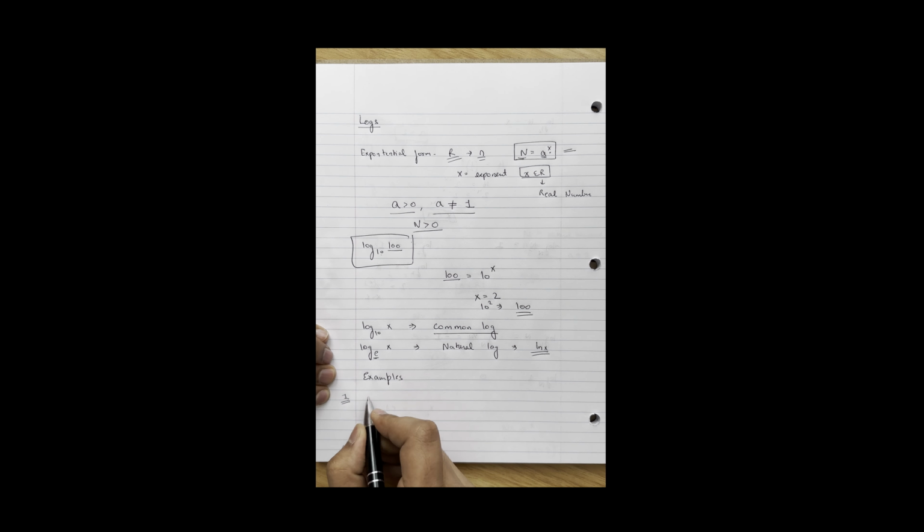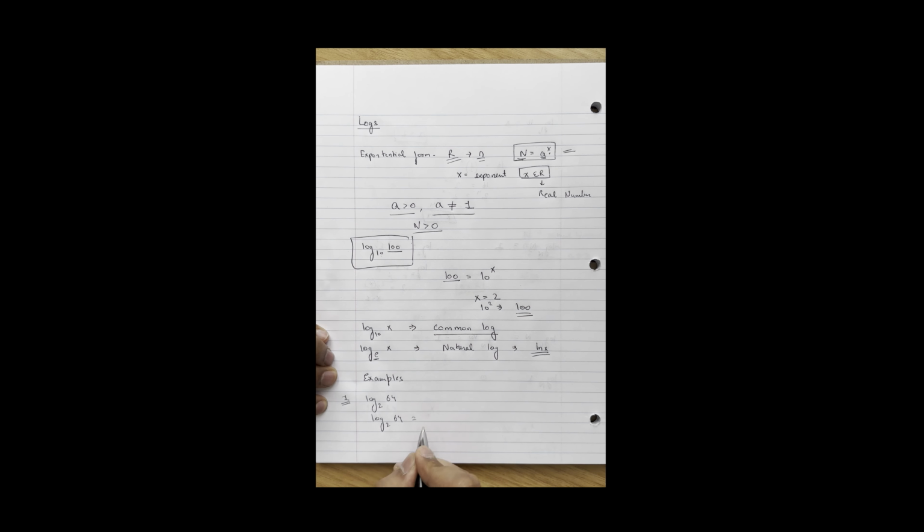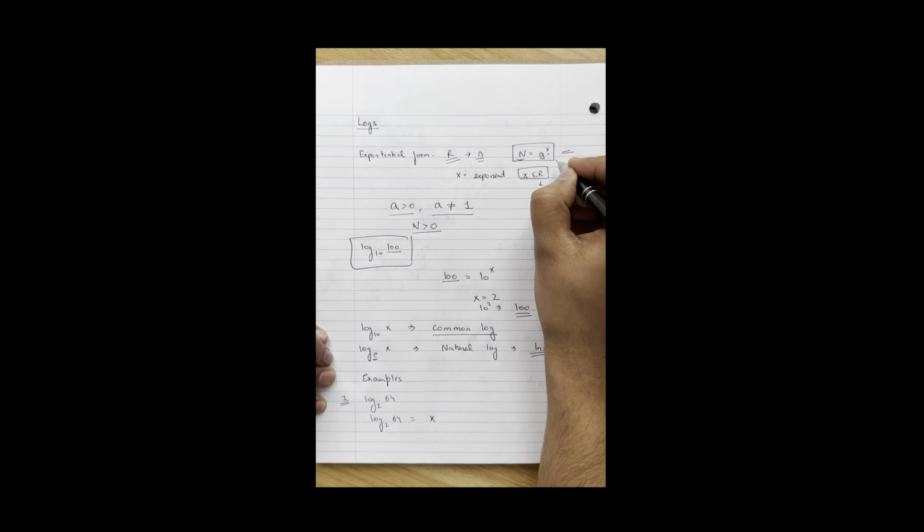Example 1: log base 2 of 64. So this is the question. First we put it equal to x and we try to bring it into the exponential form. So 64 equals 2 to the power x. So this 2 goes here and this goes to the power of 2. So we know that x equals 6, since 2 to the power 6 is 64.